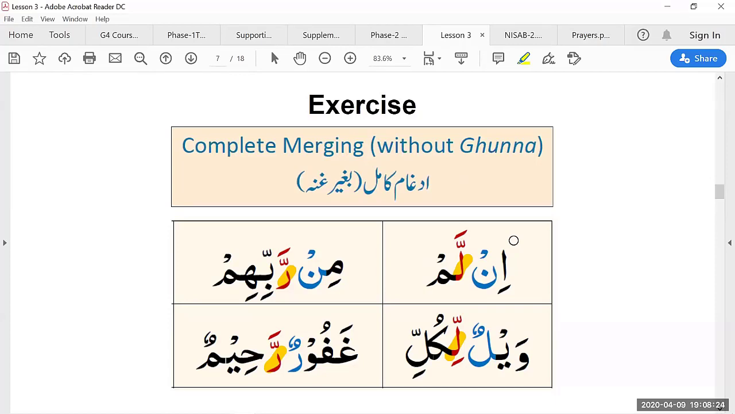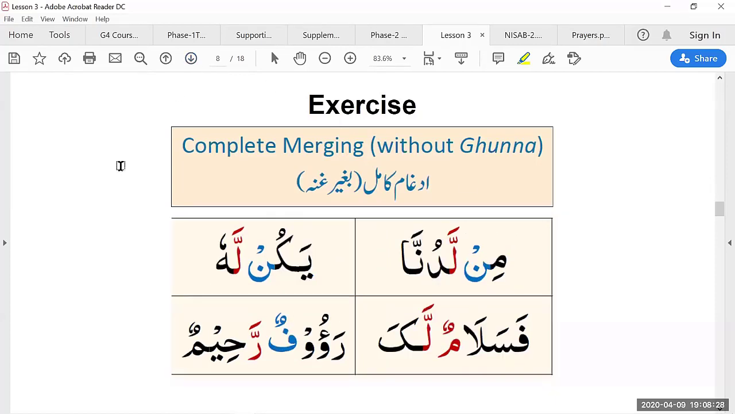Okay, so now we will move on. Can I have another student? L298. Assalamu alaikum. Wa alaikum assalam. Can you please go through these words?